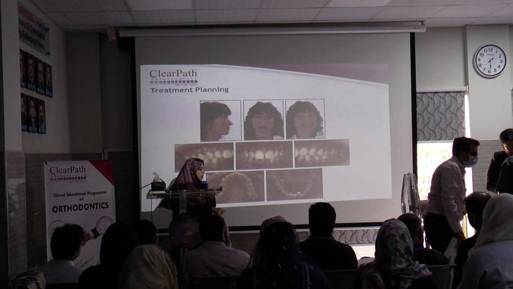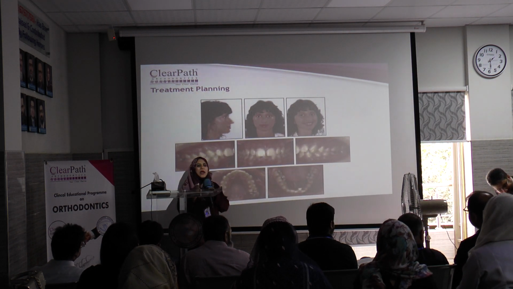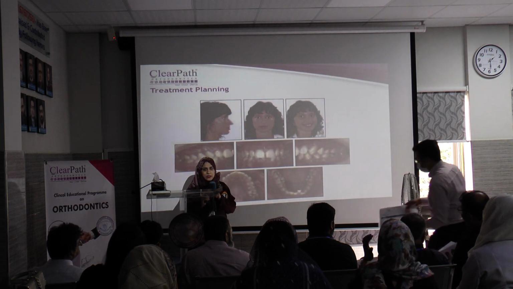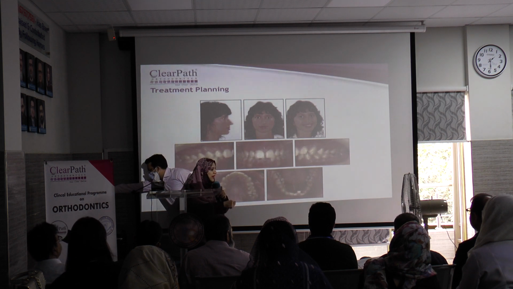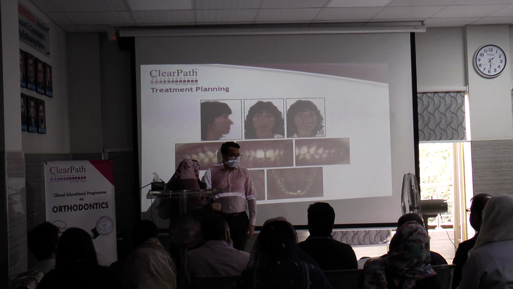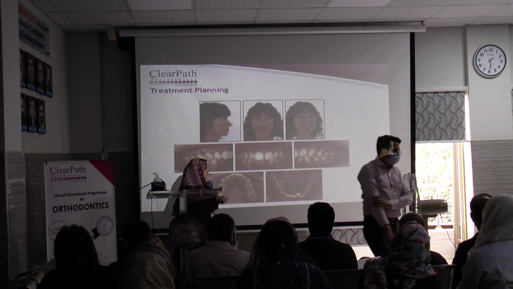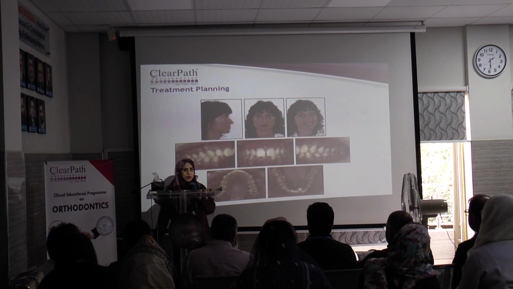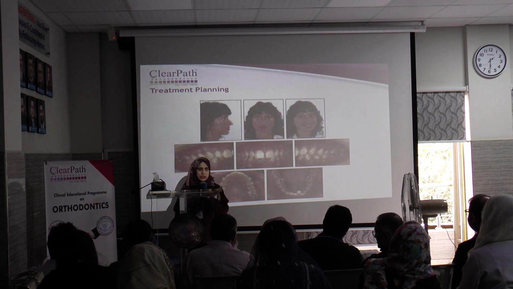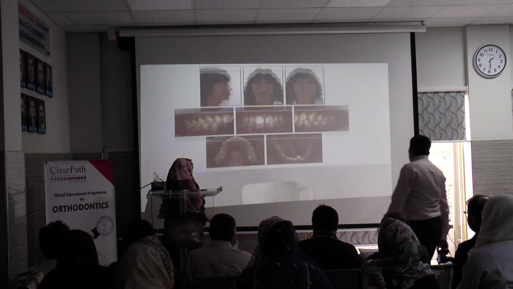We will treat it non-extraction, but again, you can have multiple plans. I'll remind you of this. Okay? There can be multiple plans. But the most appropriate for the aligner fabrication is the arch expansion in the upper arch, followed by the IPR in the lower arch to relieve this crowding. Any confusions? Any worries? Okay, let's move on.